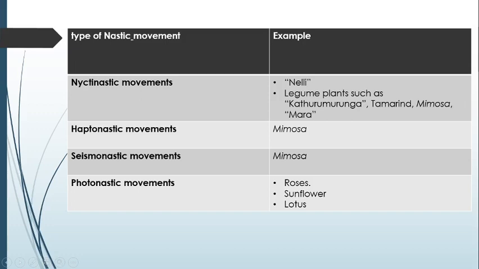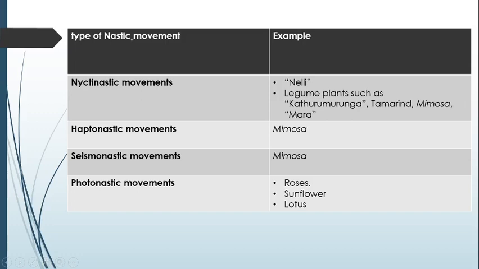Nyctinastic movement can be seen in plants like nelli and legume plants such as katurumurunga, tamarind, mimosa and mara. All these plants sleep in the evening. So it is called a nyctinastic movement. And haptonastic movements appear in the mimosa plant. Also, the mimosa responds to touches and shocks. So it shows seismonastic movements also.